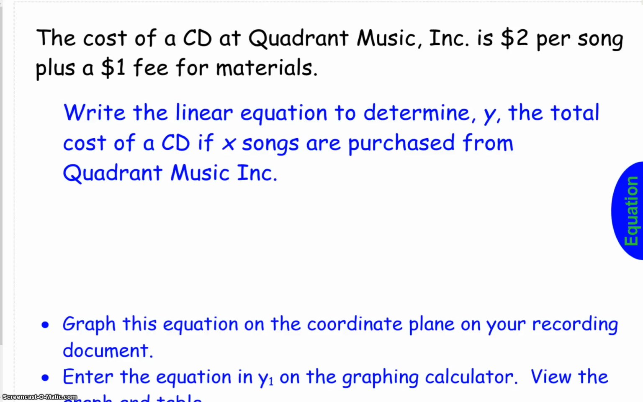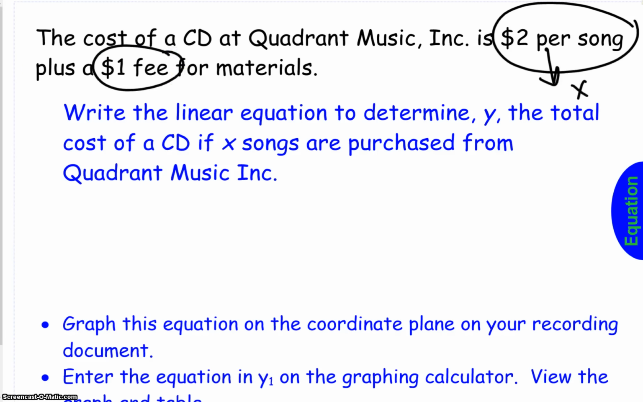So the cost of a CD at Quadrant Music Company is $2 per song plus a $1 fee for materials. Number 1 on your handout says, write the linear equation to determine y, the total cost of a CD, if x songs are purchased from Quadrant. We know it's $2 per song. This per means that's where your x is going to go, and a $1 fee is your y-intercept. So your equation should be y equals 2x plus 1.